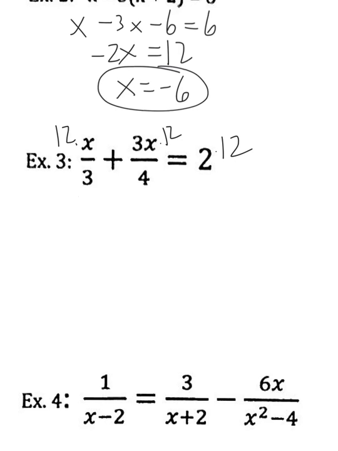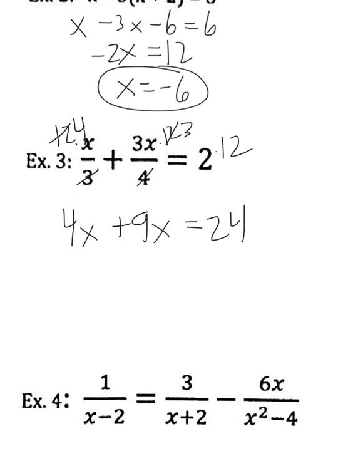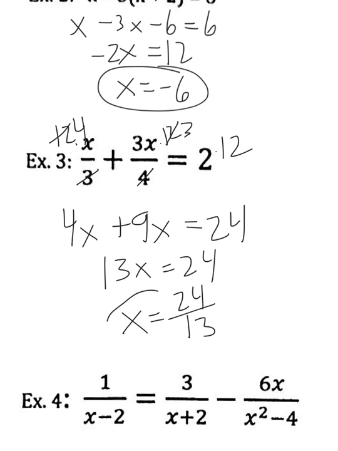And then look what happens from here. Now we're going to reduce each fraction before we multiply. So 12 over 3 in that first fraction would reduce to 4 over 1. So you get 4x. No more fraction. In the second fraction, 12 over 4 reduces to 3, and then multiply. So you get 9x, no more fraction, equals 24. Now you have a whole new equation that'll get you the same answer as the original equation, but no fractions in it. So combine your like terms and divide by 13. And there you have it, 24/13.